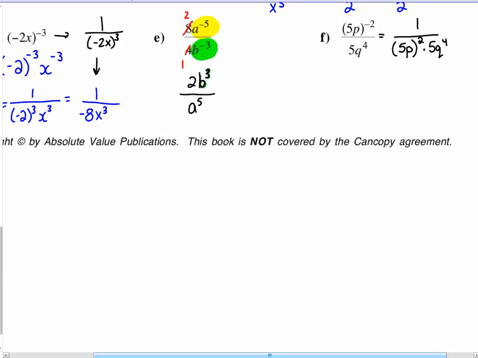5 squared. 25 p squared times 5q squared. If you have 5 quarters, how much money do you have? I have 125, because I multiplied it by 5. Right? 125 times 5?